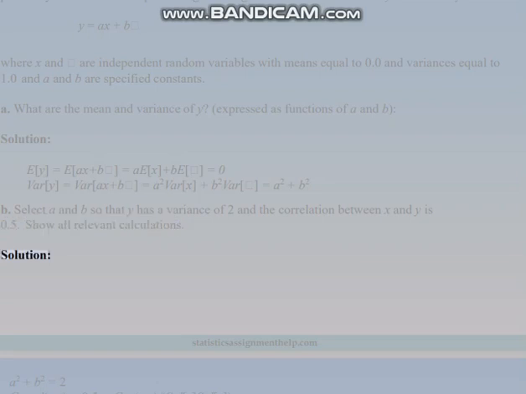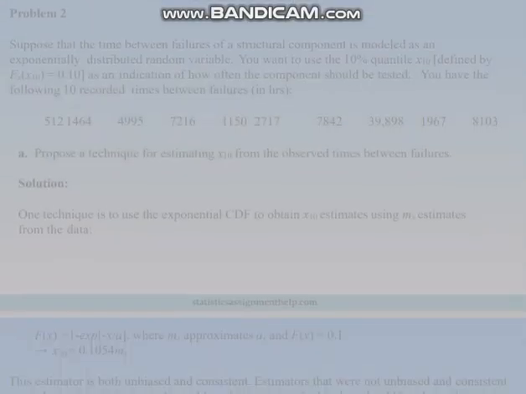Solution. a squared plus b squared equals 2. The correlation of x and y equals 0.5 equals cov x y over std x times std y. The covariance of x and y equals the expectation of x times y, which equals the expectation of x times ax plus bz, so cov x y equals a times the expectation of x squared plus b times the expectation of xz, which equals a var x, which equals a. So a is equal to 0.5 times the square root of 2, which equals 0.707, and b equals 1.22.